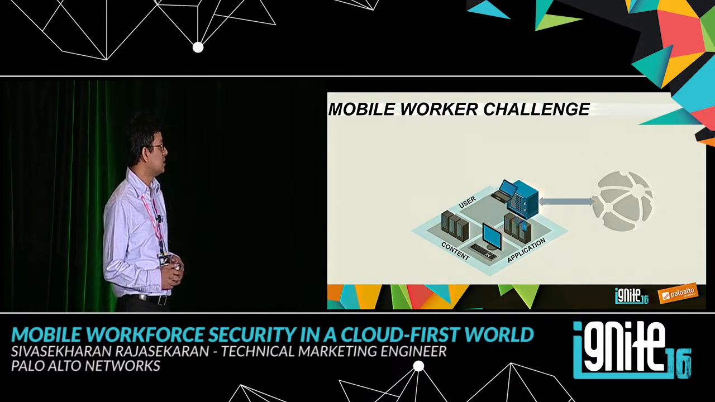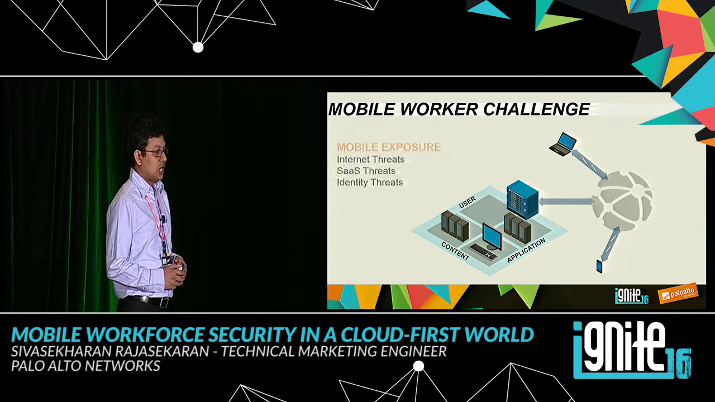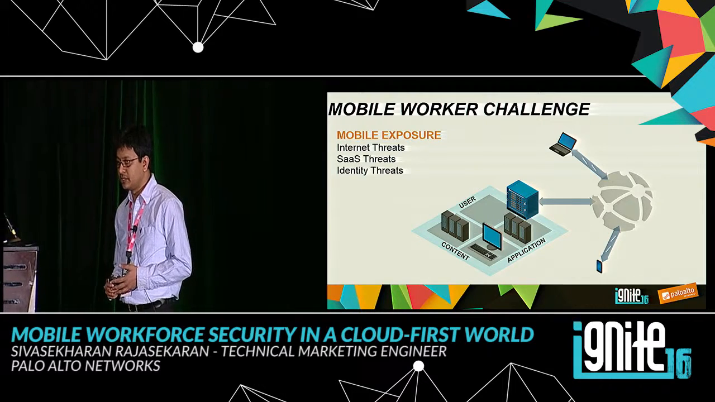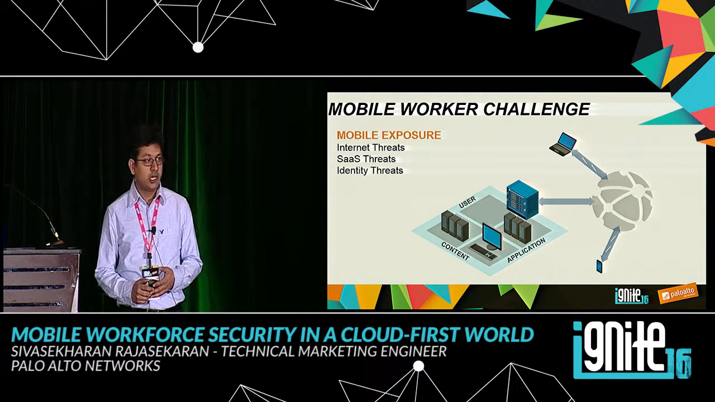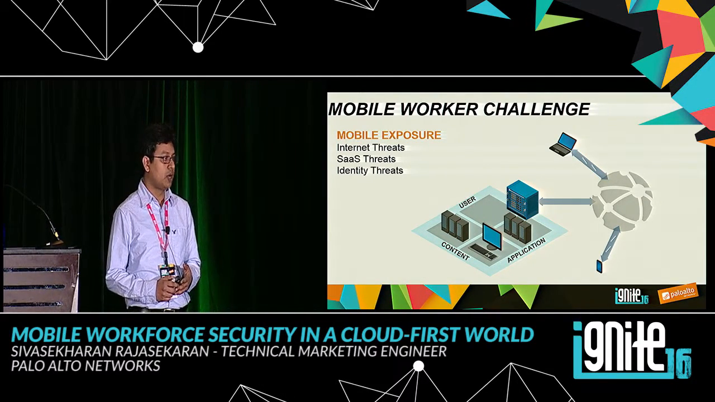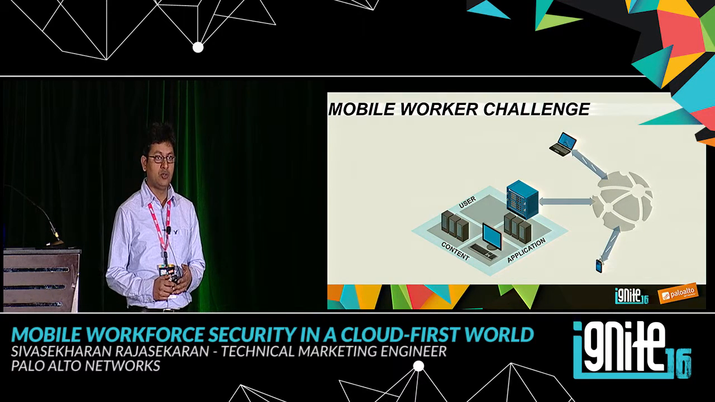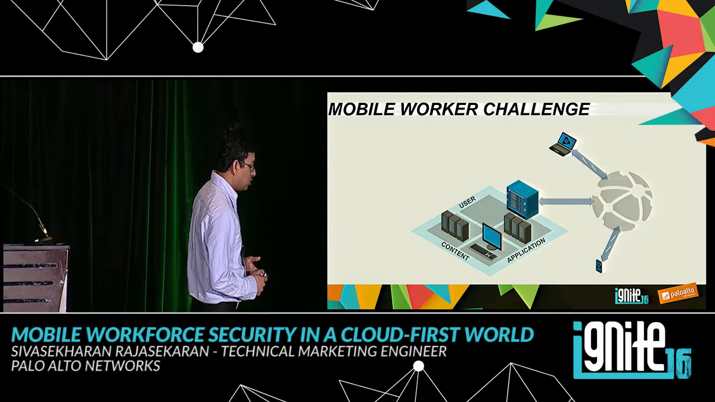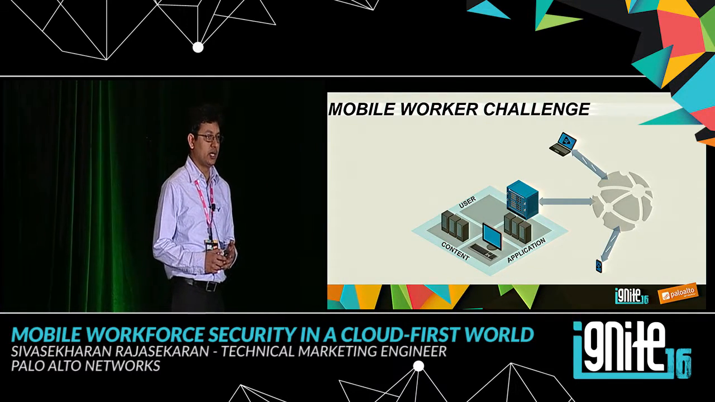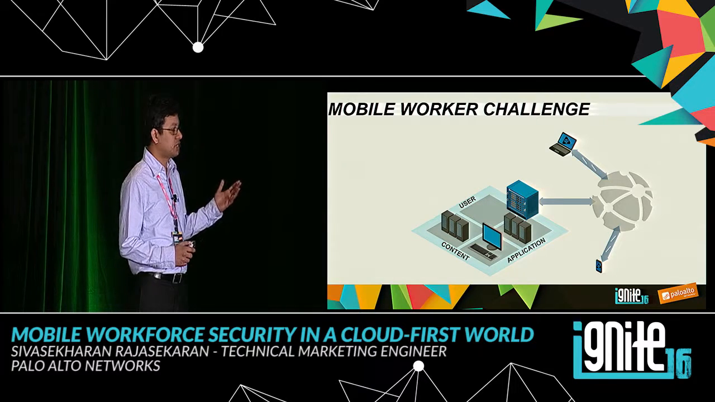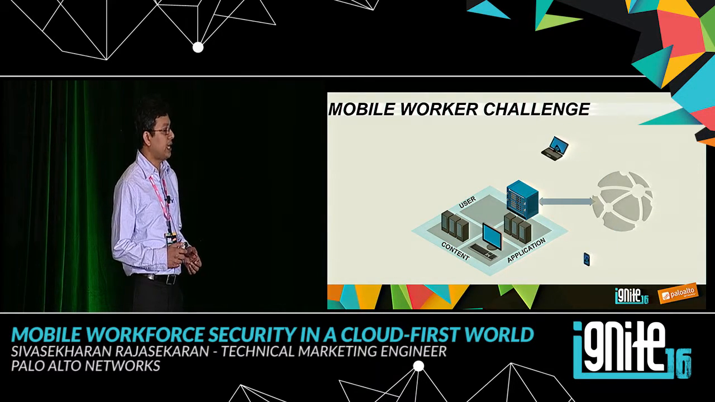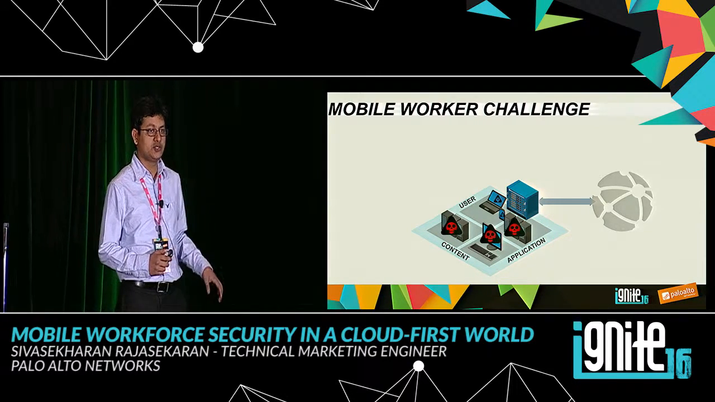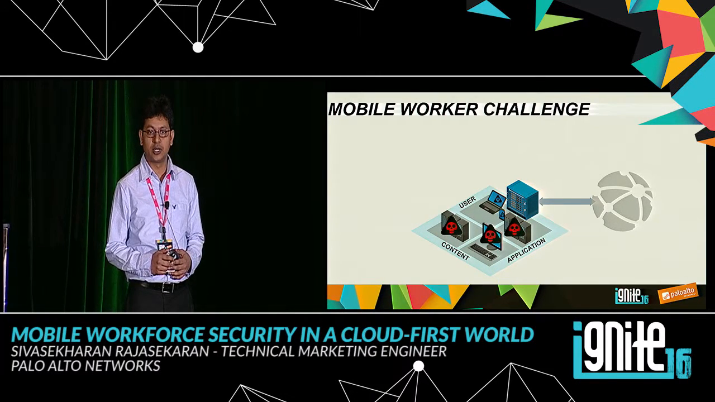What that means is these users are now exposed to different kinds of threats: internet threats, SaaS threats, and identity threats. They can get their machines infected by malware and botnets, and the users can also be tricked into clicking on phishing URLs, meaning they can lose their identity credentials to an attacker. When these infected machines come back into your network at a later point in time, they infect other users' machines in your corporate network.